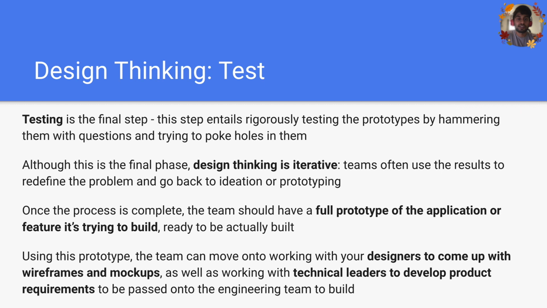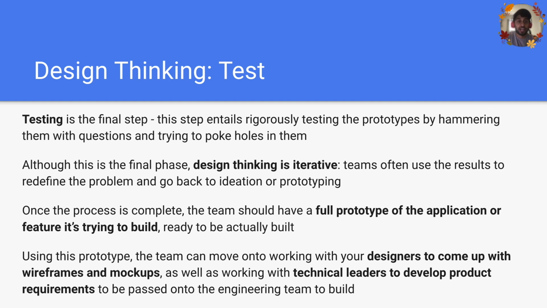The last step in the process is to test your prototypes, to actually try out your solutions. Evaluators, potential users, and teammates rigorously test the prototypes by hammering them with questions and trying to poke holes in them. Remember that although this is the final phase, design thinking is iterative. Teams often use the results of testing to redefine the problem, so you can return to previous stages to make further iterations, alterations, and refinements, to find or rule out alternative solutions.